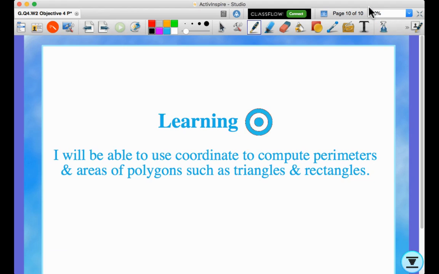So I encourage you to use the extra support resources, the worksheets, the quizzes, the Delta Math, any online practice out there that has been put out to you in order to practice.